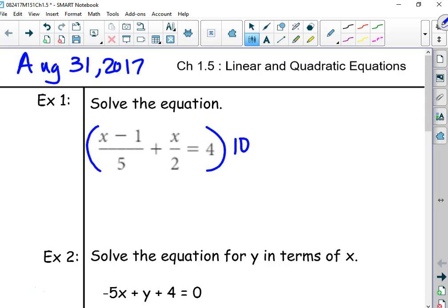All right, so when we do our multiplication, our numerator, x minus 1, when we multiply by 10 and divide by 5, that leaves us a 2 left. So this will be multiplied by 2. We just cleared the denominator of 5. Now, the second fraction, 2 will go into 10 5 times, which leaves us 5x. And don't forget to multiply the constant. Now we have a fairly easy linear equation to solve. So let's go through the solving steps.